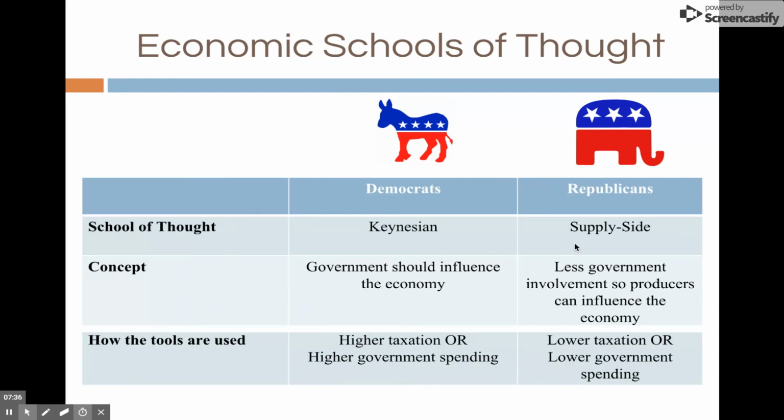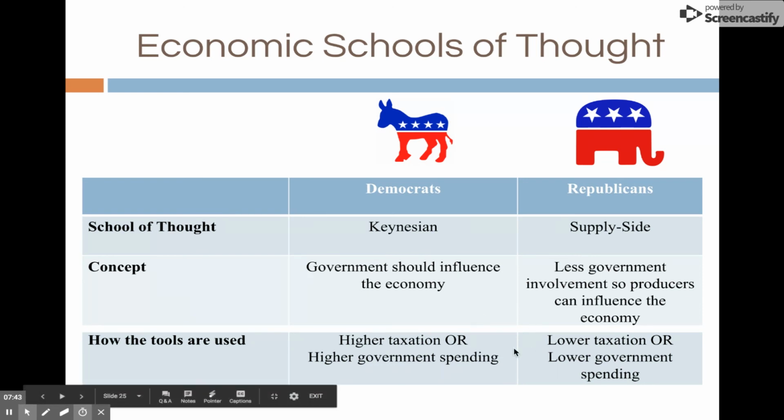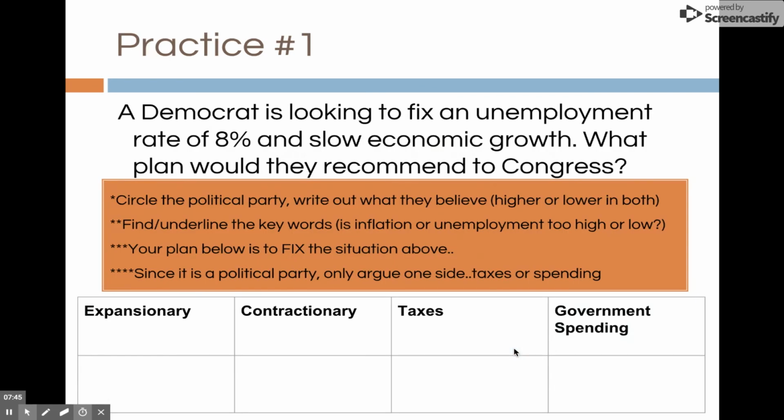So both trying to influence the economy, both trying to grow it or shrink it, just two totally different ways of shrinking or growing the economy. So a quick practice, go through these scenarios, pause the video, and until next time, good luck.